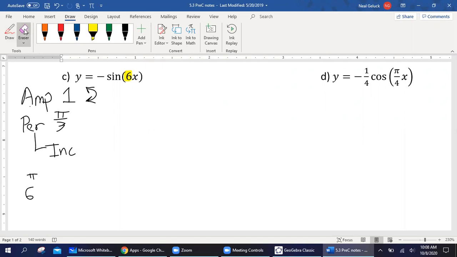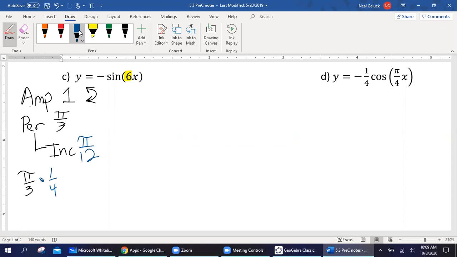Now I take the period and always divide it by 4. So I'm taking pi over 3. If I divide that by 4, that's the same thing as multiplying by 1/4. And so my increments are every pi over 12 this time. Kind of a weird number.